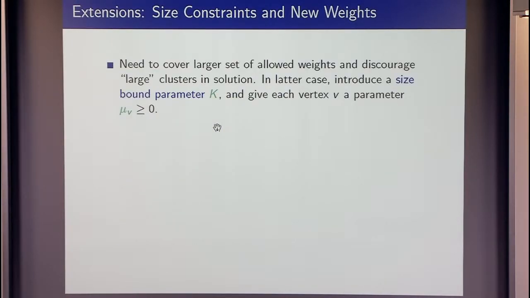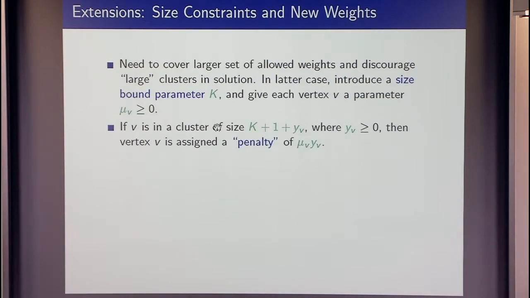So how do we handle the bounded cluster size and the new weights? The bounded cluster size we are going to handle by first introducing a size parameter for the clusters, capital K, and then we are going to assign a special non-negative parameter for each vertex V, mu V. And if this vertex ends up in a cluster of size that exceeds K by Y_V, where Y_V is the excess cluster size, then we are going to penalize this vertex V with a cost that reads as mu V times Y_V.